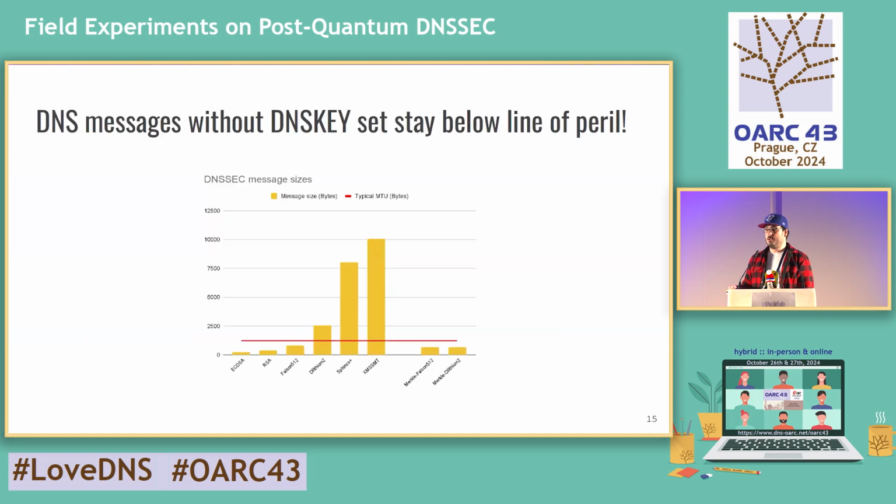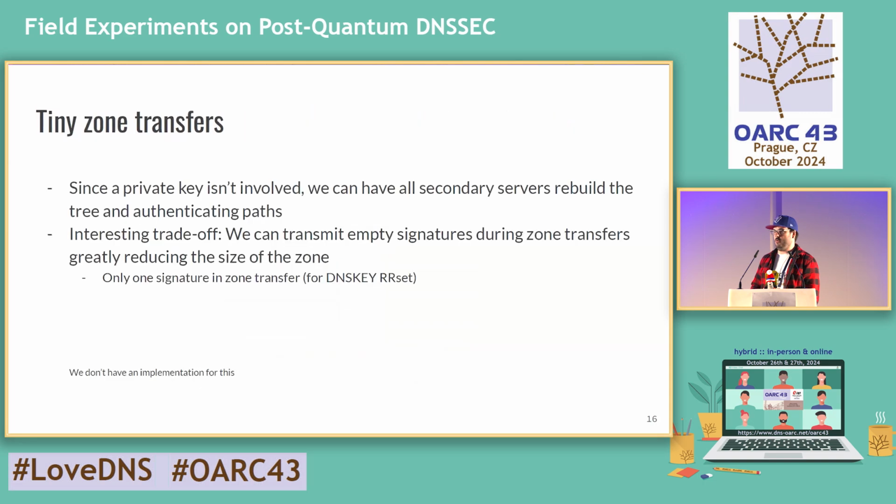And we get two nice wins with this. So first, these are the sizes of DNSSEC messages signed by various algorithms. You have the classical crypto on the left with ECDSA and RSA. They're by far the smallest. Falcon is pretty good. And then Dilithium, SPHINCS+, and the XMSS parameter set we used are not so good. But as you can see, when you apply Merkle tree as a compression technique, they get under the typical MTU size, and then you avoid going over the line of peril.